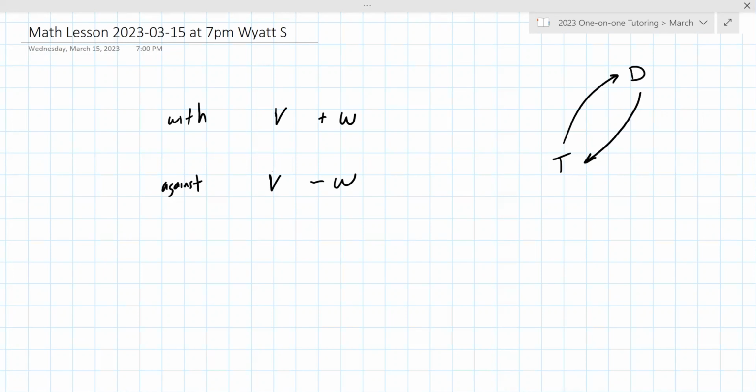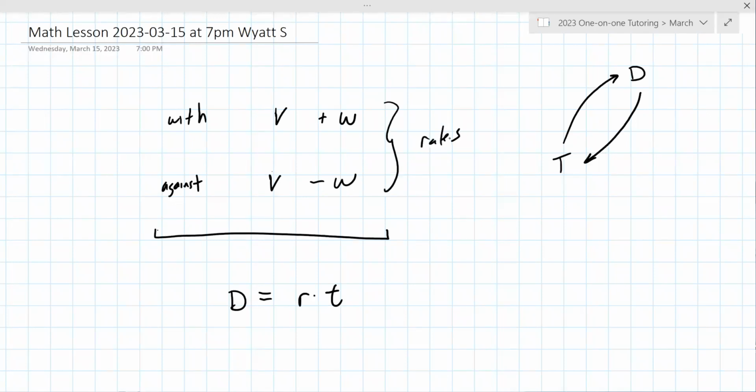There's the upstream and the downstream equation, or the downwind and the upwind equation. But these are all in the category of distance equals rate times time. It's just that these are your rates. Your rates are either with the wind or against the wind.